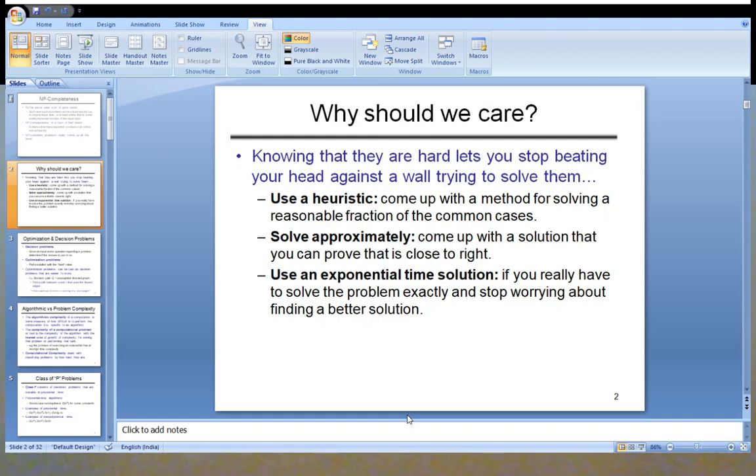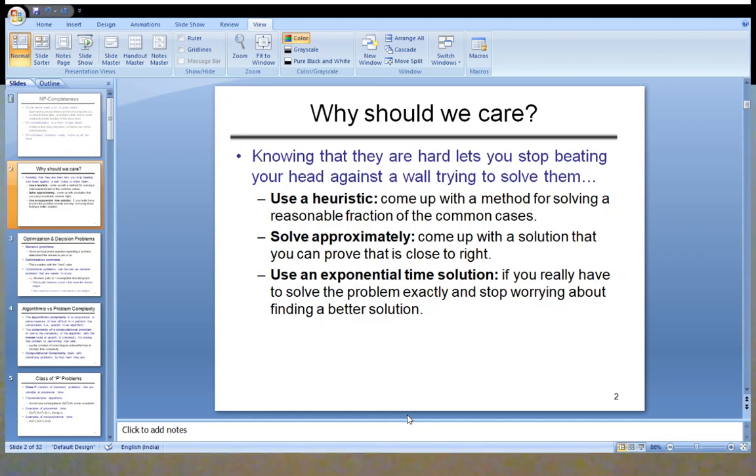Some other problems which are NP complete can be solved using approximation, and you shall study later that there are approximation algorithms, and heuristics, meaning randomized algorithms. You shall study the randomized algorithm and the approximation algorithm dealing with these categories.